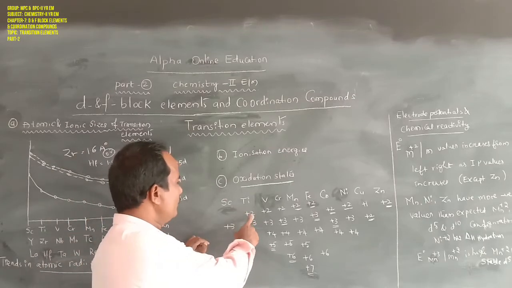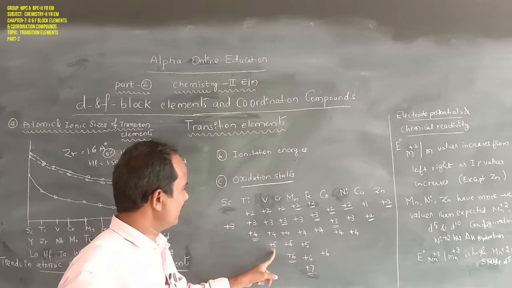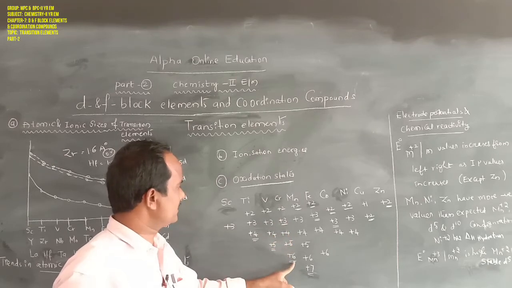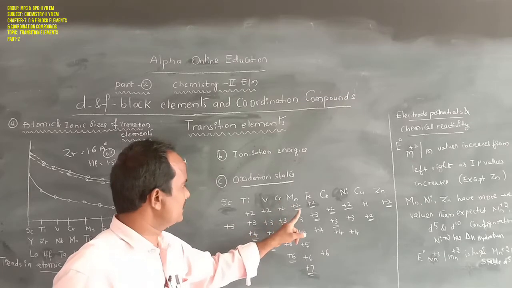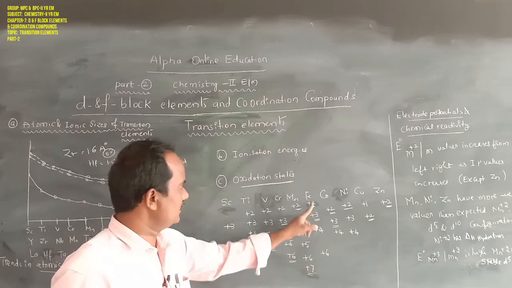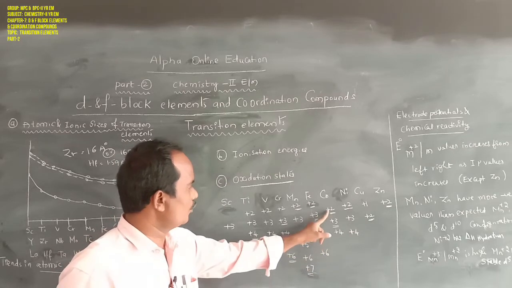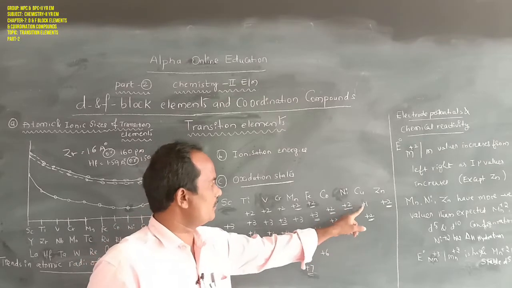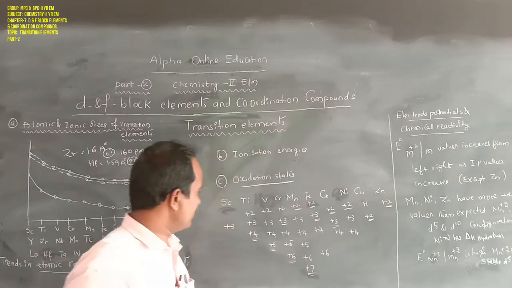Titanium shows +2, +3, +4. Vanadium shows +2, +3, +4, +5. Chromium exhibits +2, +3, +4, +5, +6. It also exhibits +1, but that is very unstable. Manganese shows +2, +3, +4, +5, +6 and +7 oxidation states. Iron exhibits +2, +3, +4 and +6. Cobalt +2, +3, +4, nickel +2, +3, +4, copper +1 and +2. Zinc exhibits the +2 oxidation state.